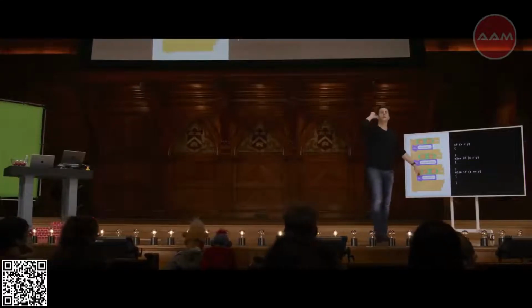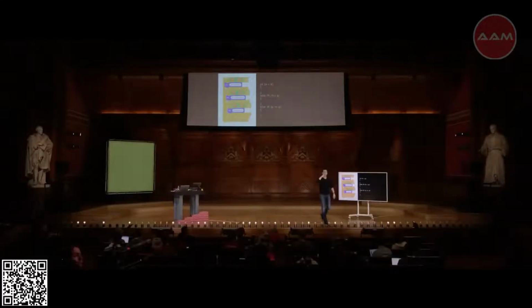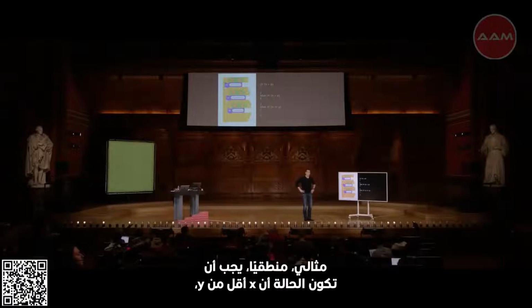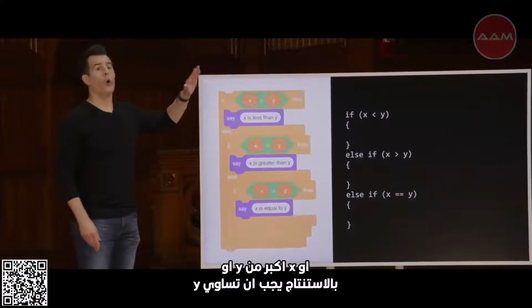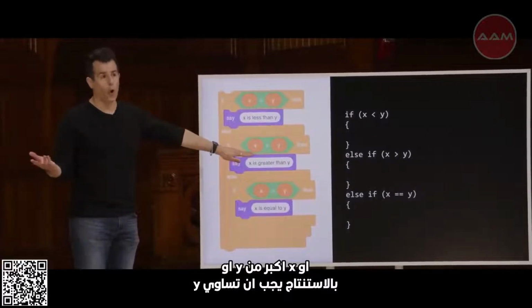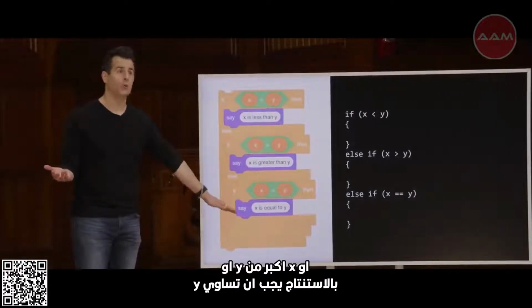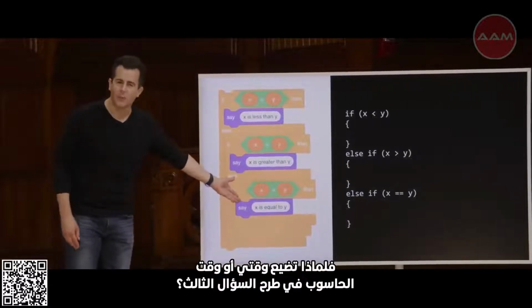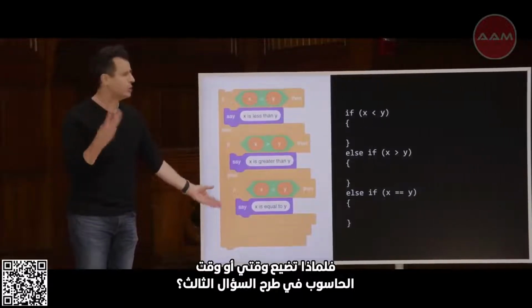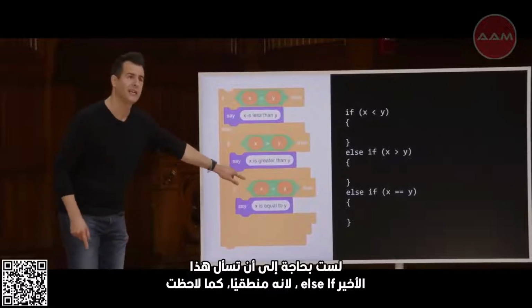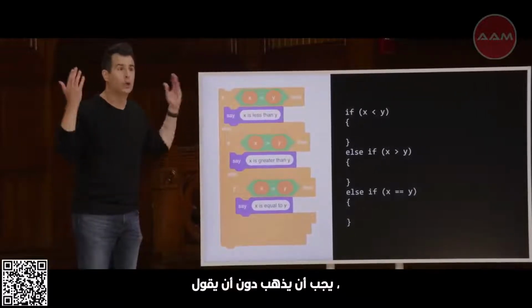How about in back? The only option after it being greater than or less than is for it to equal. So I think we can change that the last else is the same. Perfect. Logically, it's got to be the case that x is less than y, or x is greater than y, or by conclusion, it's got to be equal to y. So why are you wasting my time or the computer's time asking a third question? You don't need to ask this final else if, because logically, as you note, it should go without saying.